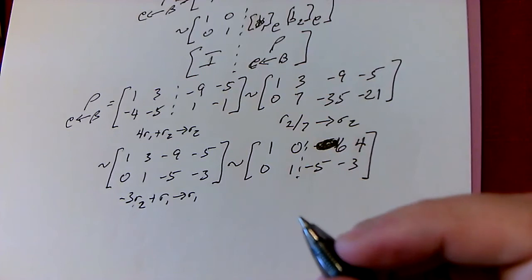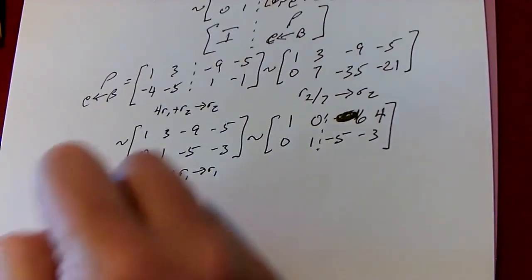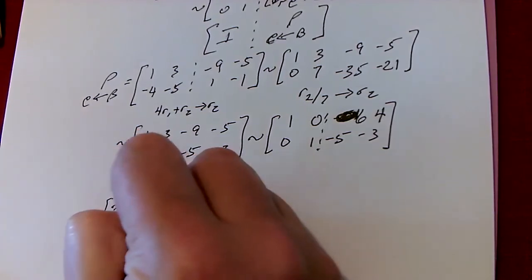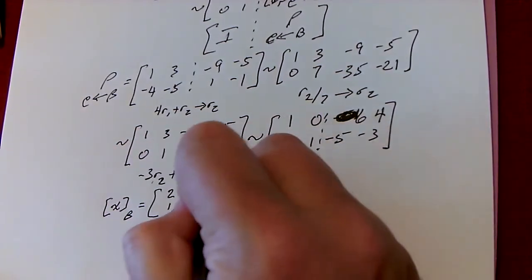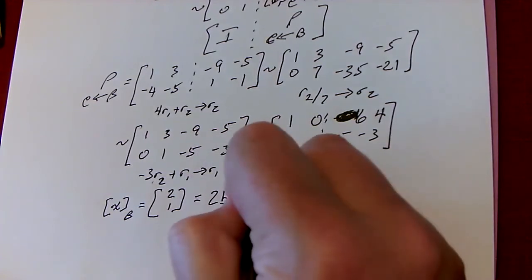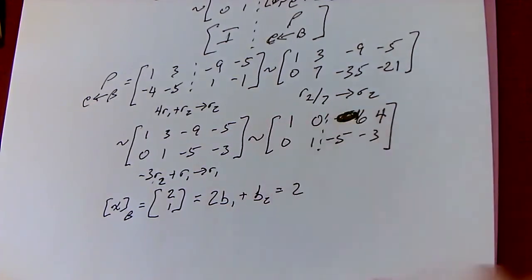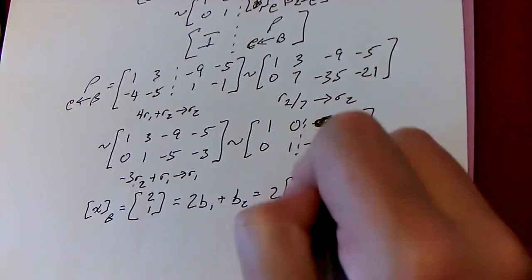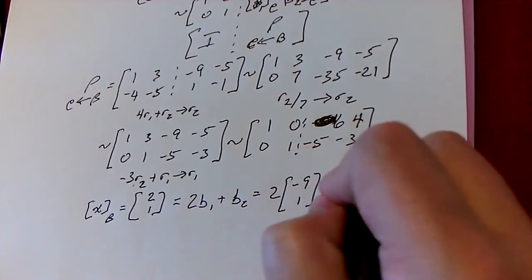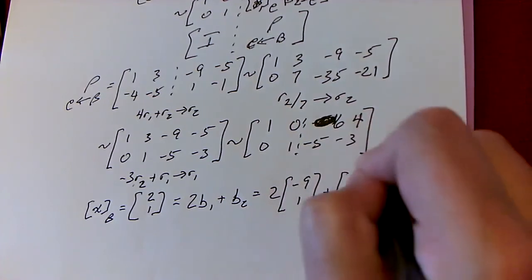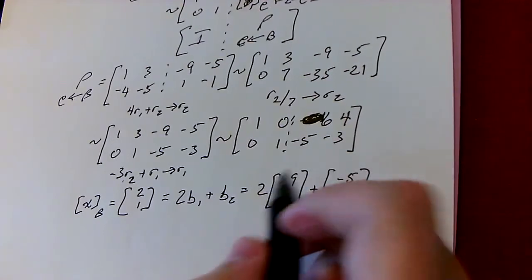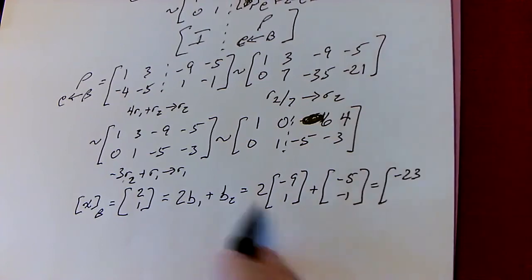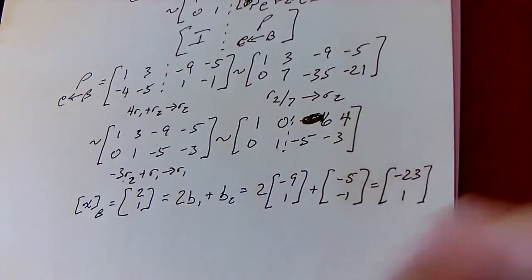So if I have a coordinate vector x with respect to B equal to 2, 1, I know that's equal to 2 times b1 plus b2. So let's fill in what b1 and b2 are. b1 is 2 times -9, 1. And b2 is -5, -1. So I put all these together, I get -18 minus 5, -23. 2 minus 1 is 1.